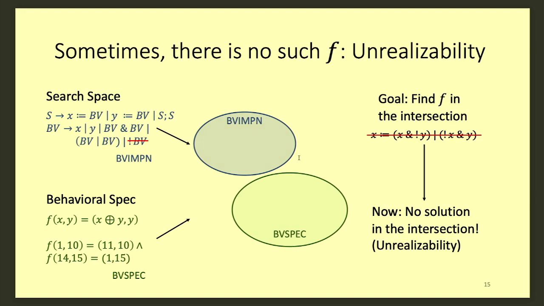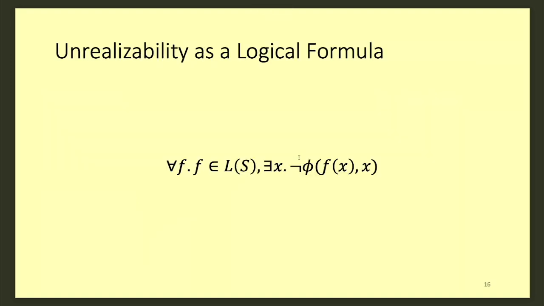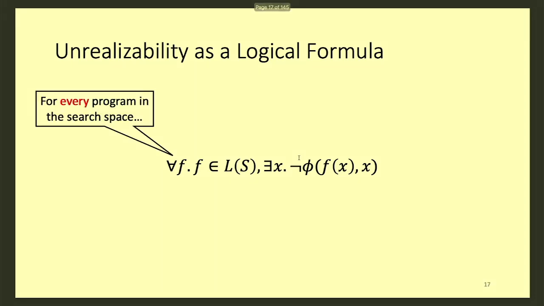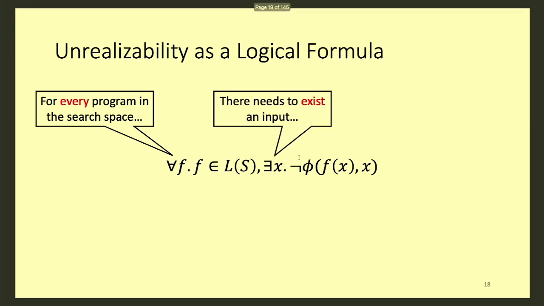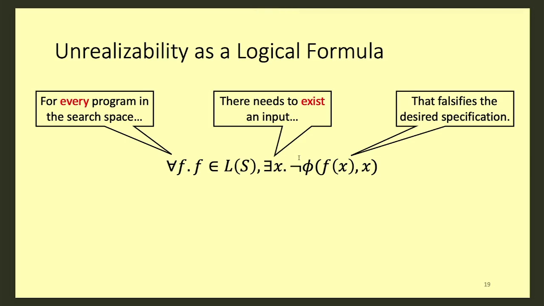Okay, so with that motivation in mind, I'm going to tell you why it's challenging to develop such a logic for proving unrealizability, and to see that, it helps to understand unrealizability as a logical formula, which may look daunting at first sight, but is actually really simple. It simply states that for every program inside your search space, you need to find an input such that your specification is falsified.